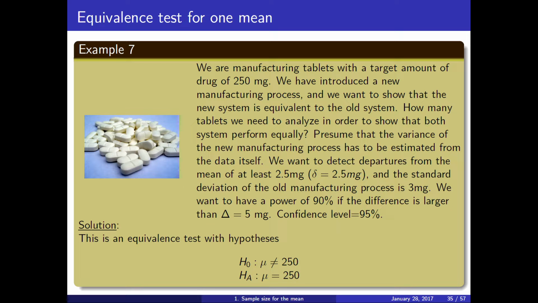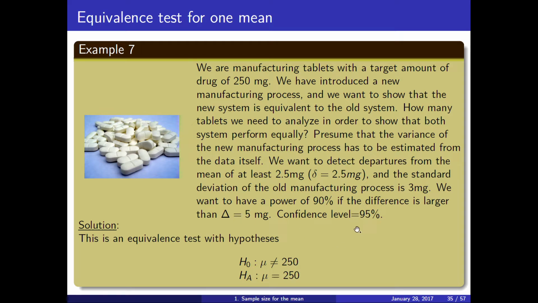Presume that the variance of the manufacturing process has to be estimated from the data, and we want to detect departures from the mean of at least 2.5 milligrams that we will call delta, small delta, and the standard deviation of the process is 3 milligrams. We want to have a power of 90% if the difference is larger than 5 milligrams, and we will call it capital delta. And we fix here the confidence level.